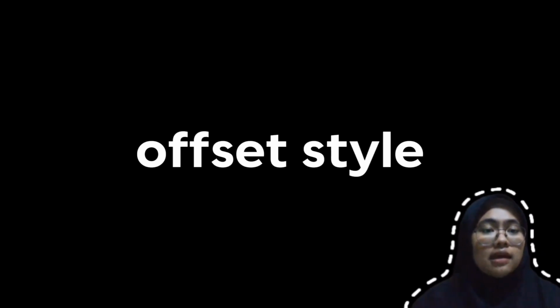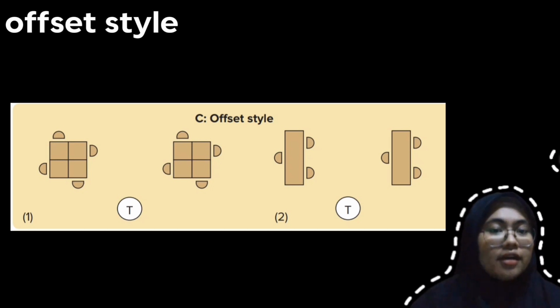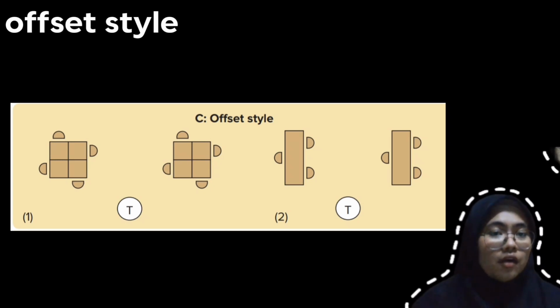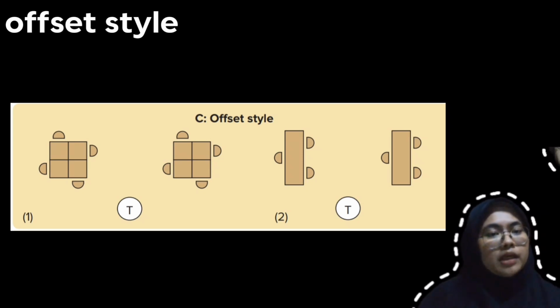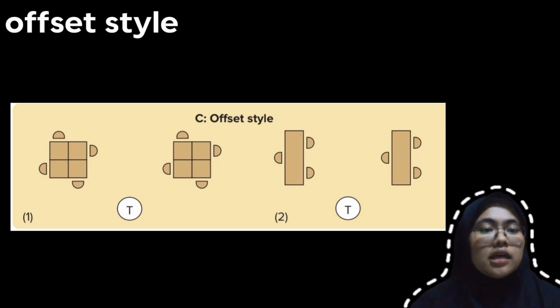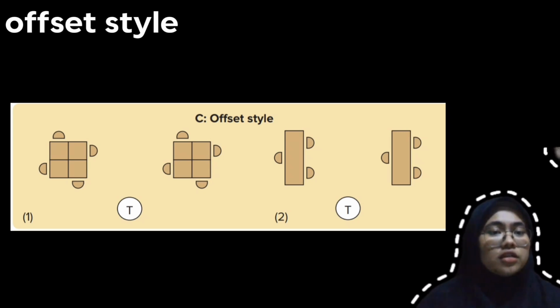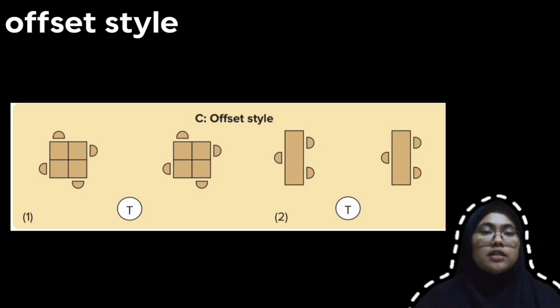The third arrangement style is the offset style. In this style, students sit at the table but not directly across from each other. However, this style is not suitable for a large number of students. Typically, this style works best with around 3 to 4 students. This style is effective in reducing distraction from other students while the teacher is giving a lecture. It produces less distraction than the face-to-face style and can be effective for cooperative learning activities.